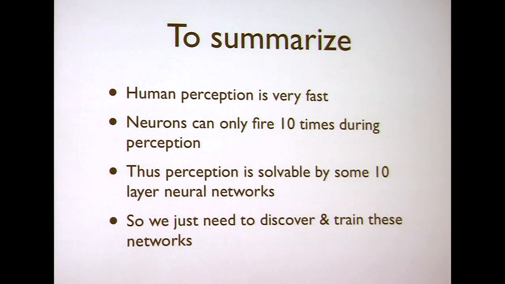Okay, so human perception is clearly fast. It can't go through any more than 10 layers in 1/10 of a second. And thus, you can solve a lot of perceptual tasks using some 10-layer network. So the question is, why do we need so much training data?